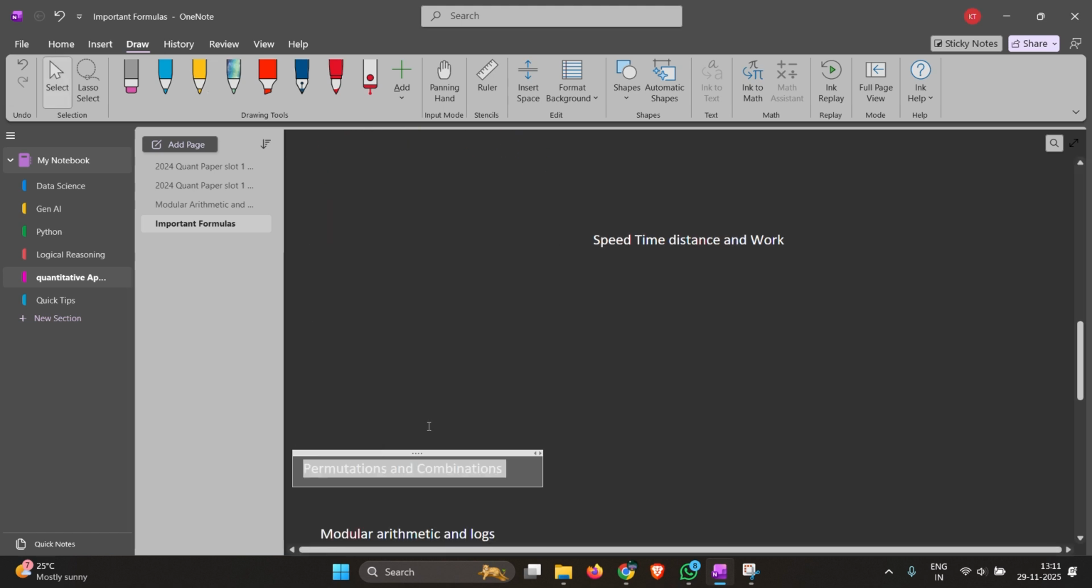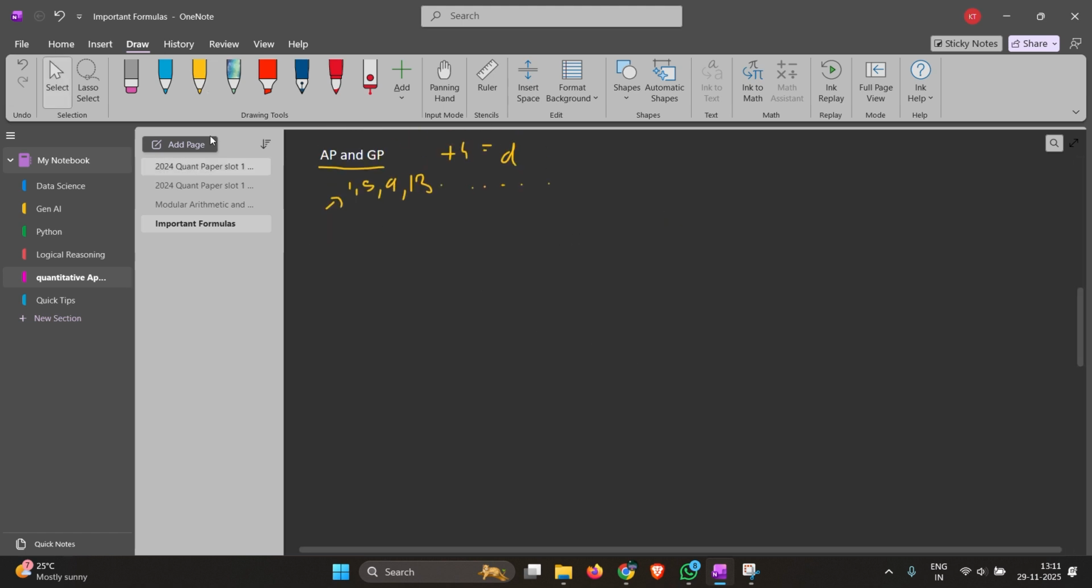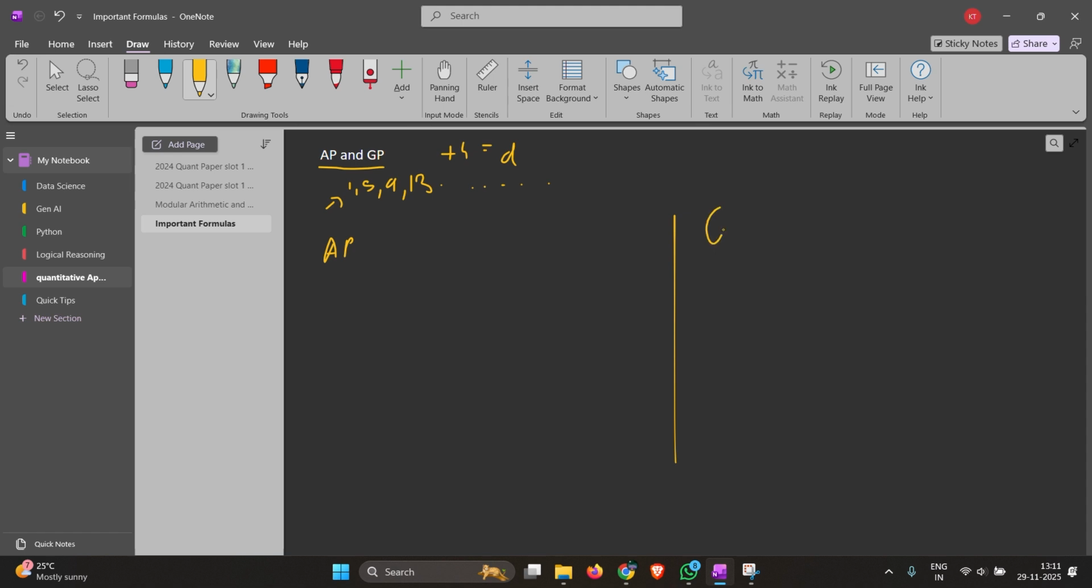So let's first move these down a little bit, so there we get some more space. First let's talk about AP, then we'll talk about GP. In an arithmetic progression, the nth term can be found by the formula: first term plus n minus 1 times the common difference. So the first term would just be a, the second term would be a plus d, then a plus 2d, and so on. This is how you find the nth term.